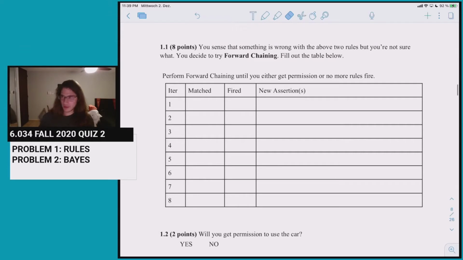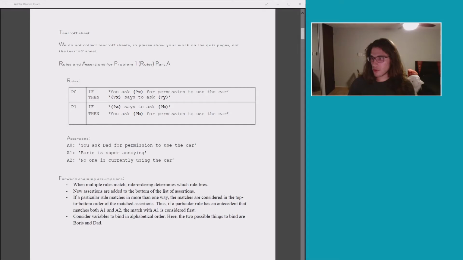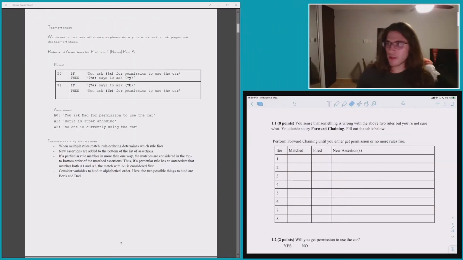So this is a pretty standard rule-based systems question: perform forward chaining on this set of rules and assertions that we have. So let me bring up the wrong one. There, the rules and assertions, and now I can just jump straight into solving this. So the first rule that I see matching is P0, and it matches assertion 0, and so far that's all we have.